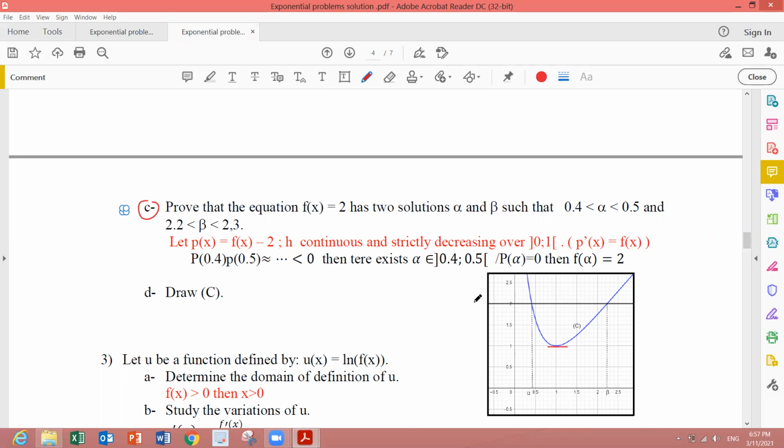Or we can draw the line y equal 2. The line y equal 2 cuts the curve at 2 points. The first one is between 0.4 and 0.5. And the second one is between 2.2 and 2.3. This is 2.2 and 2.3. And we can take particular points.